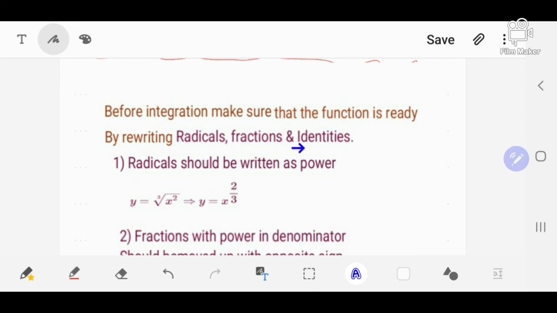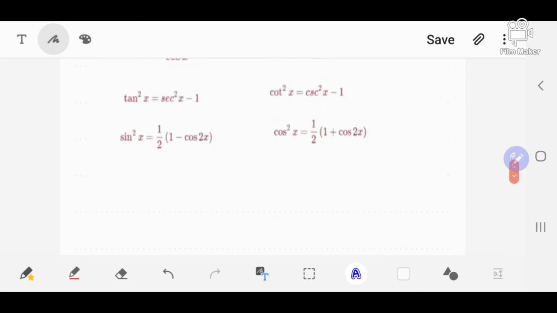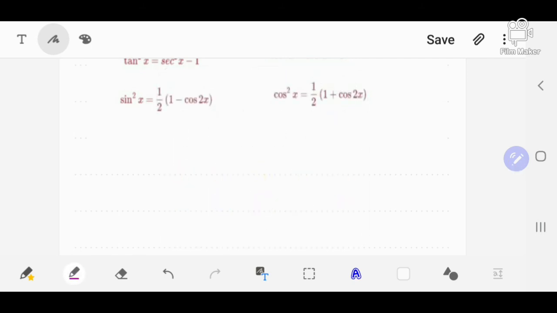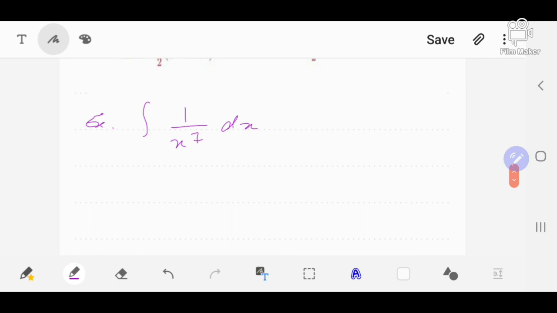Okay, so let's have an example on these. For example, if I said I need to integrate 1 over x to the power of 7 dx. How am I going to integrate this? The first step will be making it ready. So this will be integration of x to the power of negative 7 dx. And now I can use the power rule. So x to the power of negative 6 over negative 6 plus c. And of course, you need to simplify.